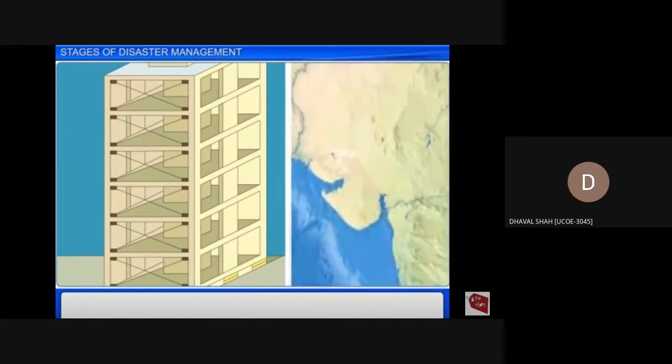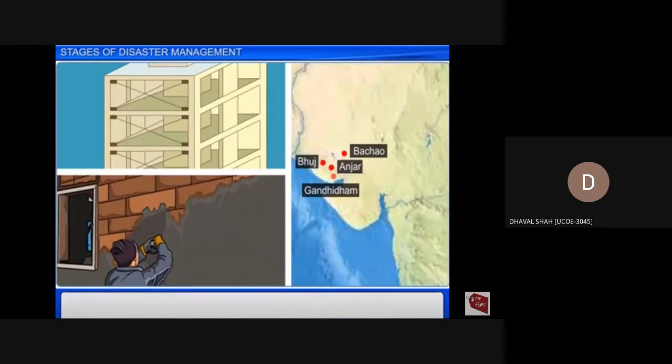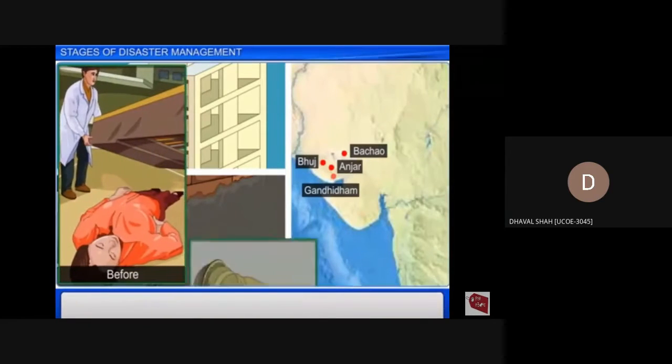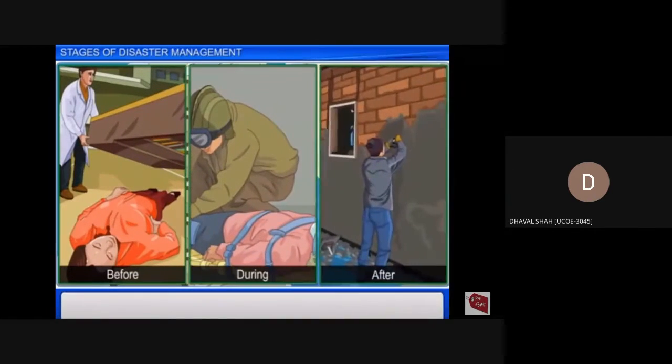In the case of the Bhuj earthquake, it was found that the towns in Gujarat that were most damaged, like Anjar, Bachau, Bhuj, and Gandhidham, were situated on fault lines. Strict building codes were enforced in such areas to ensure that the reconstructed buildings were earthquake and cyclone resistant. In this manner, disaster management prepares people to deal with disasters before, during, and after they occur.